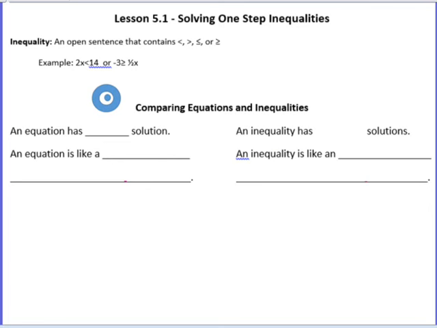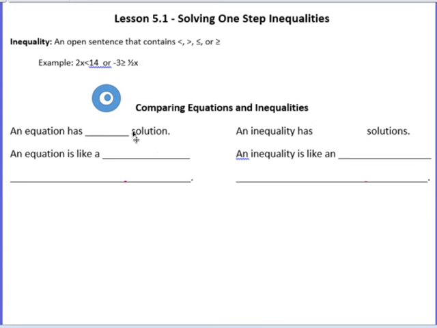For lesson 5.1 and 2, this video will cover that, and we are going to look at solving inequalities. You've seen these before in middle school: the less than, greater than, less than or equal to, greater than or equal to, and we're going to solve these. So let's review equations and inequalities.